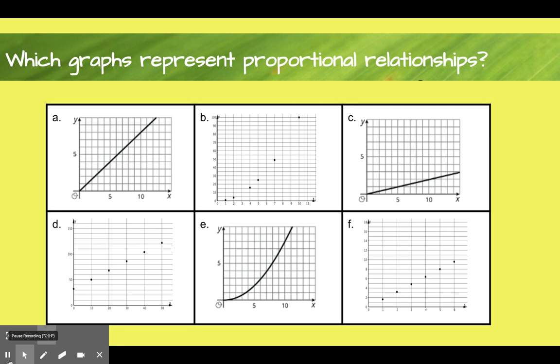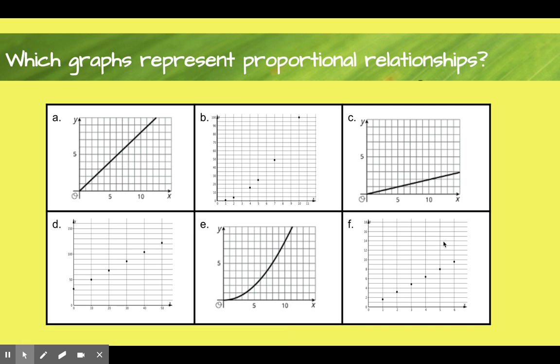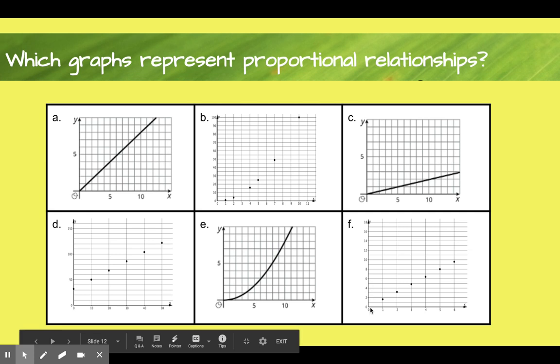Okay, so let's check our answers. Graph A and graph F are the only ones that are proportional. Remember, graph A has a line that goes through the origin (0, 0). So that one is obviously proportional and it's a straight line. And graph F has ordered pairs that if we connect by one single line, it will go through the origin.